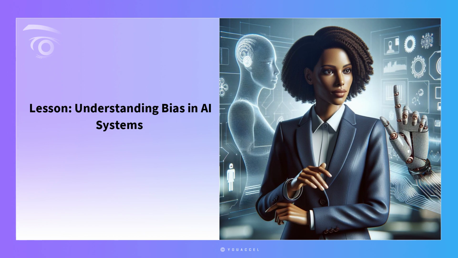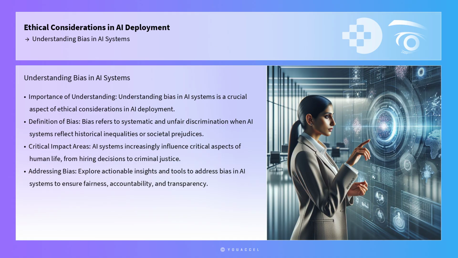Understanding bias in AI systems. Understanding bias in AI systems is a crucial aspect of ethical considerations in AI deployment. Bias in AI refers to the systematic and unfair discrimination in decision-making processes that can occur when AI systems are trained on data that reflects historical inequalities or societal prejudices.